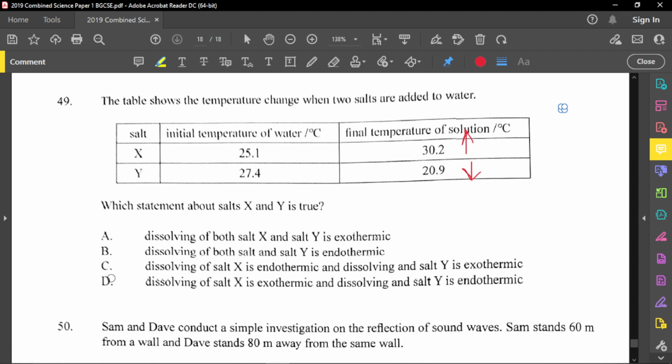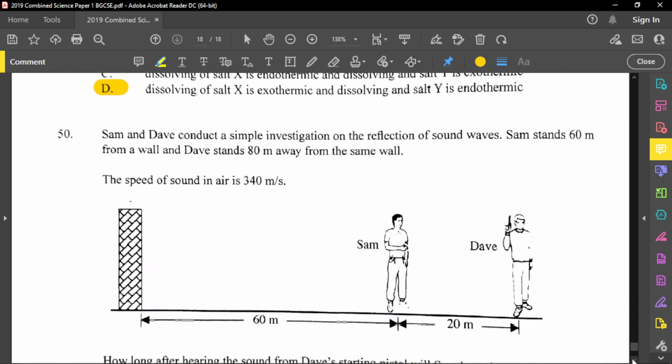Let's see here. B says dissolving both of them will be endothermic. Not true. And C is saying that dissolving of X is endothermic and Y is exothermic. No, the opposite is true. So D is the answer: X is exothermic and Y is endothermic. Exothermic gives off heat, so the container will appear hotter.